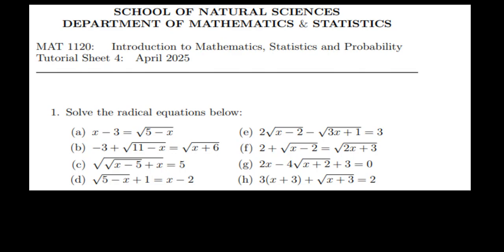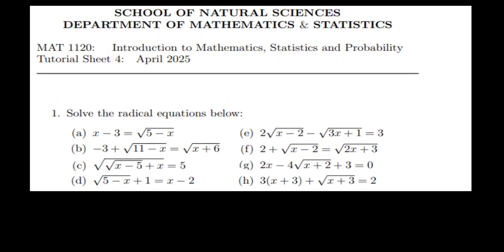Okay, which other one can we solve? Which one is a bit different? Okay, let's solve f. Let's try f, this one. 2 plus the square root of x minus 2 equals the square root of 2x plus 3.